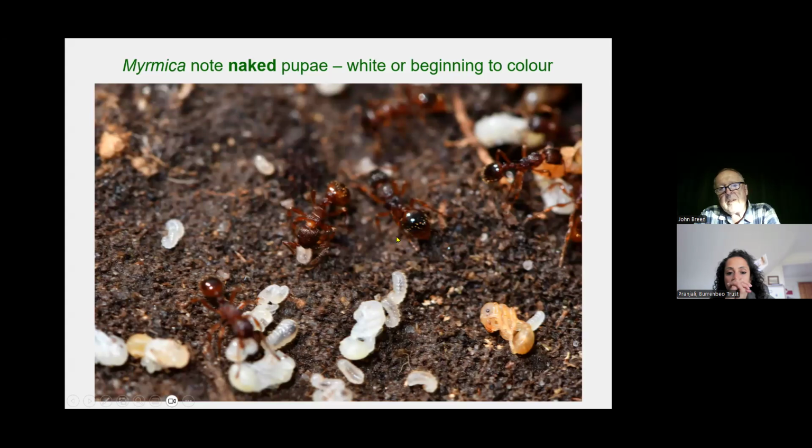And then this is a different nest, so it's a different species, but it's also a Myrmica. And notice that they have naked pupae. The pupae are not covered. These are larvae. That's another pupa out of focus over here, and there are a few pupae up here. The pupae have the beginnings of, you can see their legs and antennae, and you can see the eye, I hope.